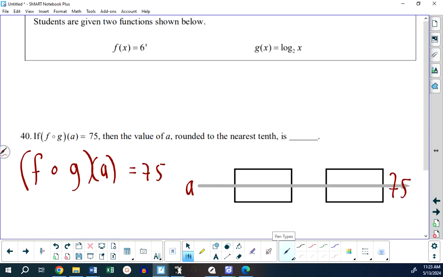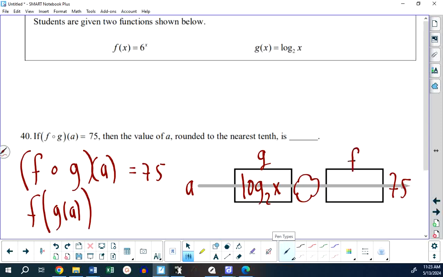And f of g of a means a goes into g first, which is log base 2 of x. And then whatever comes out goes into f, which is 6 to the x, and whatever comes out of that happens to be 75. So this is how I would prefer to do it. It's how it makes the most sense to me and how I believe it makes the most sense to students.